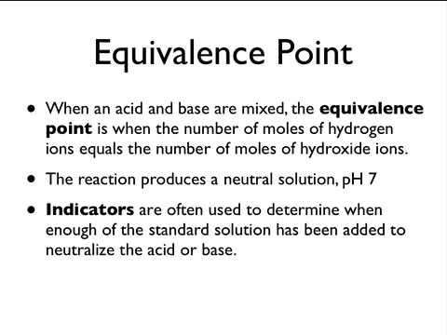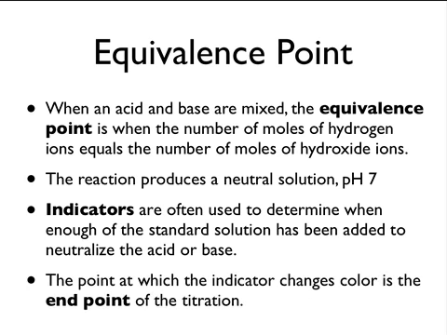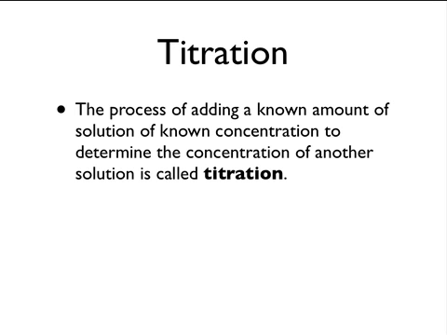Indicators are often used to determine when enough of the standard solution has been added to neutralize the acid or base. Now the point at which the indicator actually changes color is the endpoint of the titration, and a titration is a process where you're adding acid and base in measured amounts. And the endpoint here is actually when you've gone just slightly to the base side, usually, and the indicator will show that. So the process of adding a known amount of solution of known concentration to determine the concentration of another solution that's unknown is called titration.